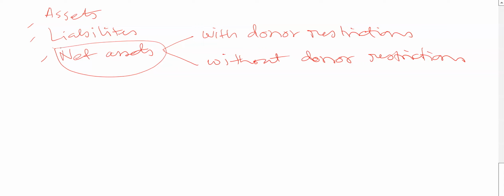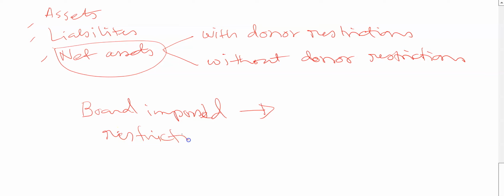Now here you need to know one more point, that sometimes the governing board can also impose some restrictions. So these are internal body or board imposed restrictions. The board can decide a certain amount will be used for a specific purpose. Remember, board imposed restrictions do not mean the restrictions are coming from external donors. These are internally imposed restrictions.